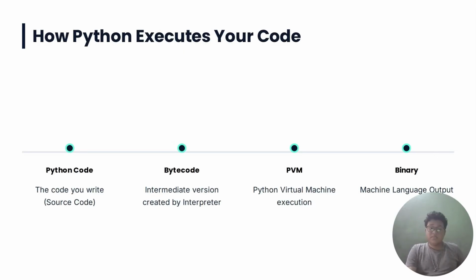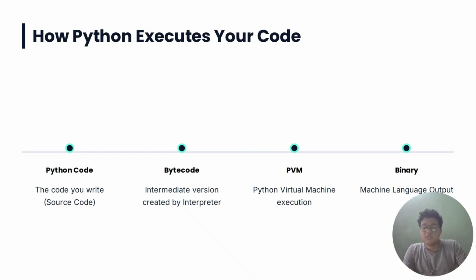Finally, to the Python part, how Python executes our code. We will write a program and everything, but how does it get executed? It is very important to know that. So the first step is the Python code, the code we write, which is also known as the source code, which does the work for us. Then comes the bytecode. This is the second step that happens. It is the intermediate version created by the interpreter.